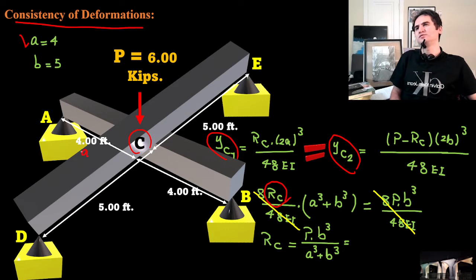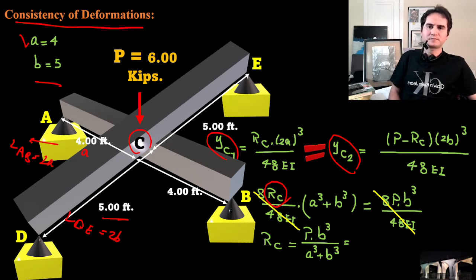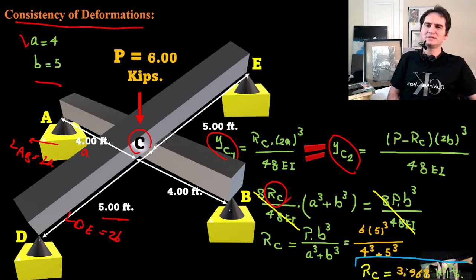At the same time, A is equal to 4, so the length of AB is 2A, and B is 5. If you replace the numeric values, RC is equal to 3.97, almost 4, kilopounds.